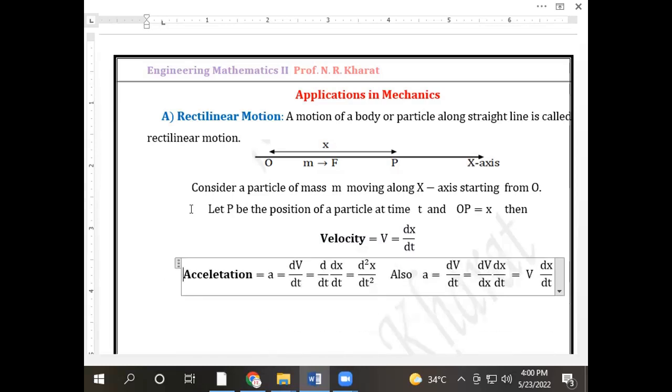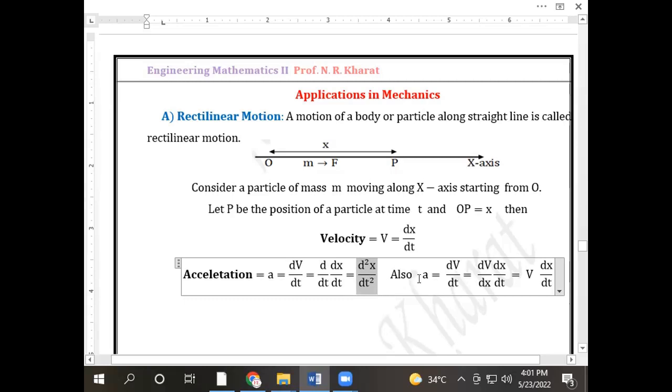The rate of change of velocity with respect to time is nothing but acceleration. So a is equal to dv upon dt, and the value of v is dx upon dt. When we replace v with dx upon dt, we get the acceleration in terms of displacement, d2x divided by dt square.